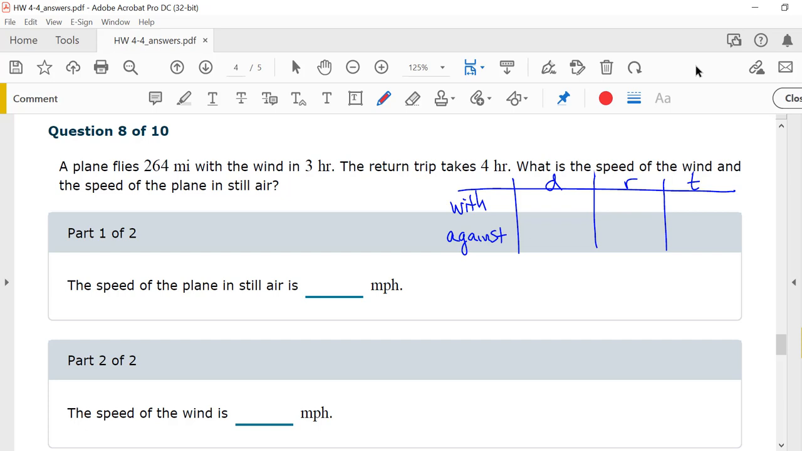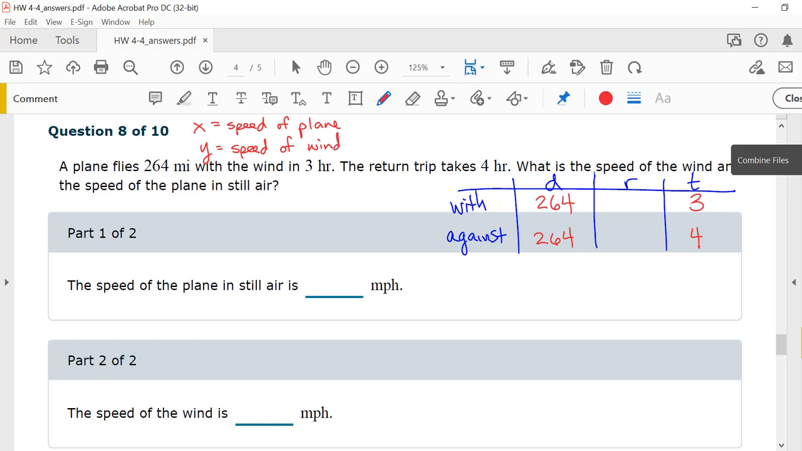264 miles with the wind takes 3 hours. The return trip takes 4 hours, same distance. Now, the rate. What's the speed of the wind and the speed of the plane? Let's let x be the speed of the plane with no wind, and let y be the speed of the wind.